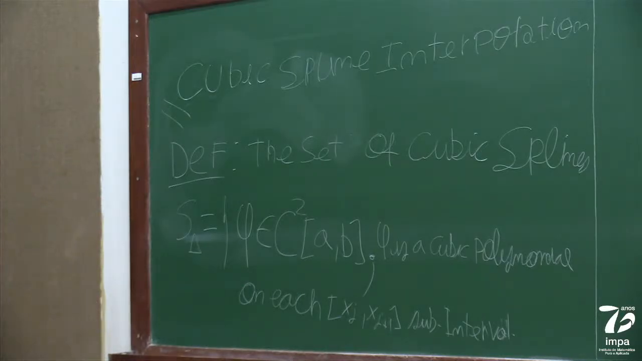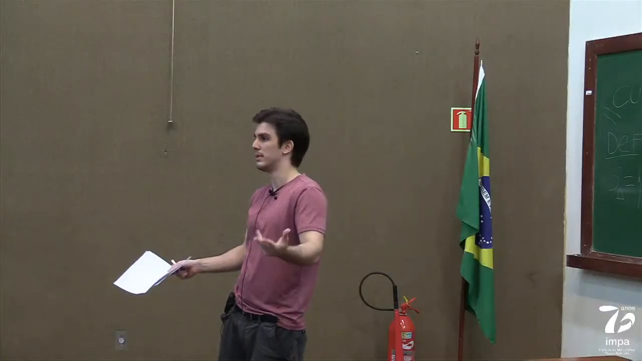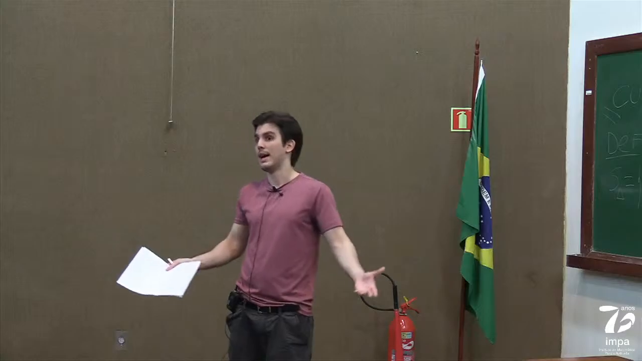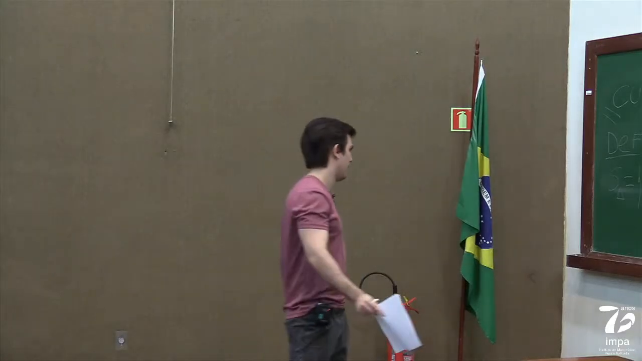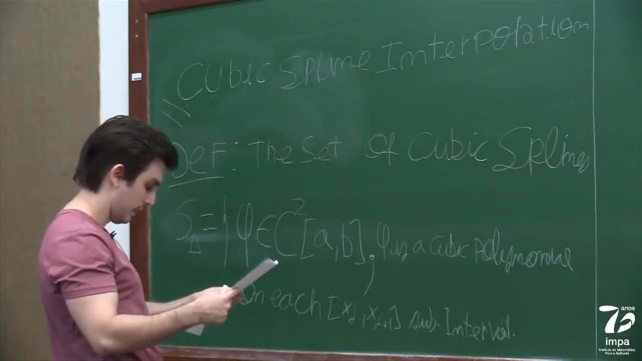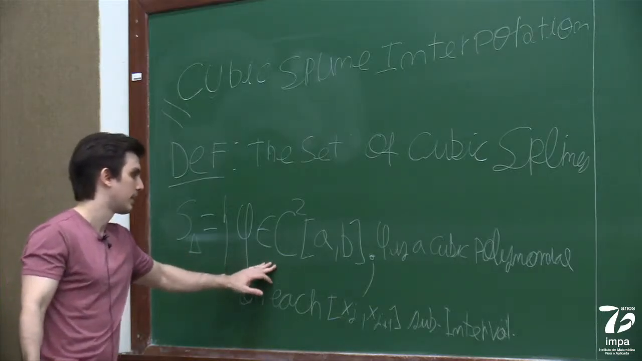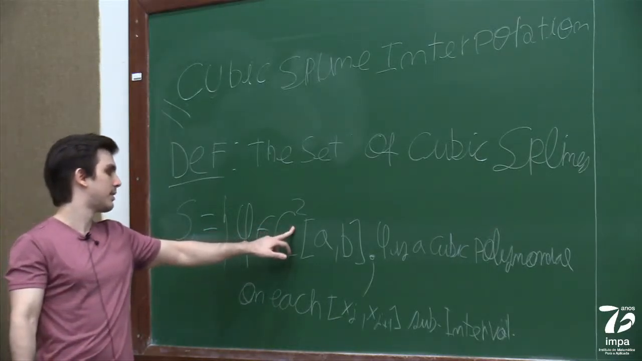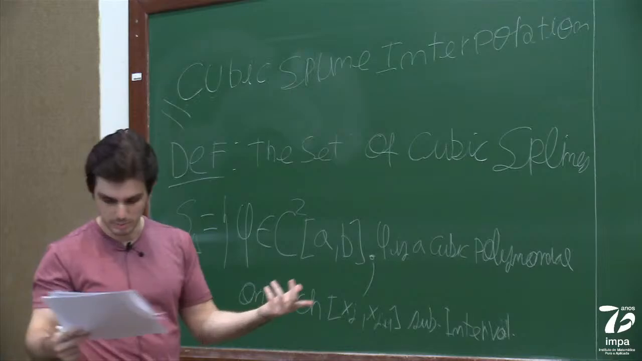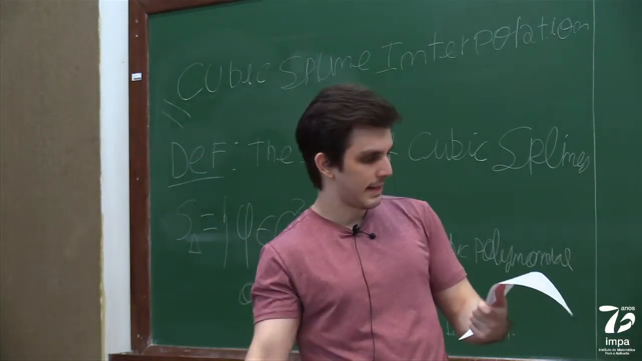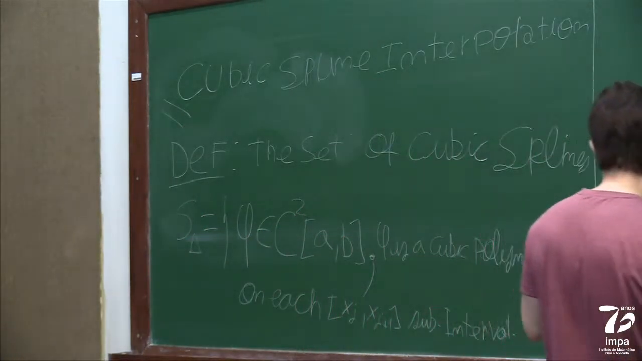So this is a C2 function on the whole interval, but at each subinterval it is a cubic polynomial, so it's a C3 function, or a C-infinity function in reality, right? So this is what a cubic spline is, okay? It has this smoothness on the whole interval, and each subinterval is a cubic polynomial. So now, as I said, let's maybe draw a picture.